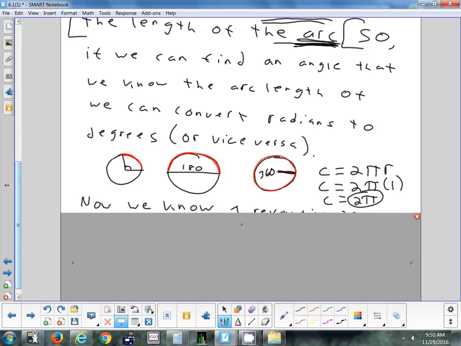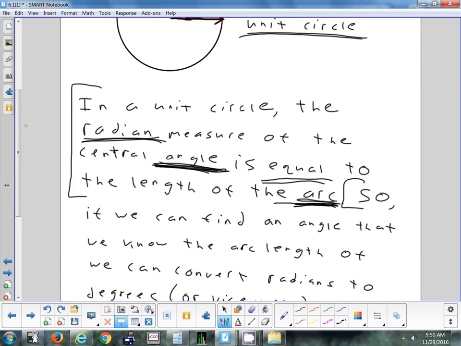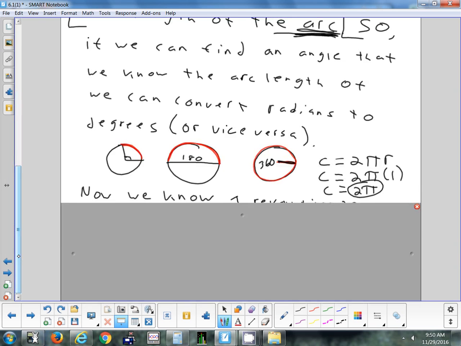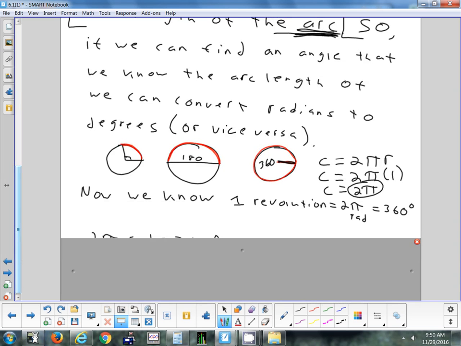The circumference is the same as the size of the angle. So if the circumference is 2 pi, the angle is also equal to 2 pi. The circumference and the angle are exactly the same thing on a unit circle. And that's going to be our starting point.